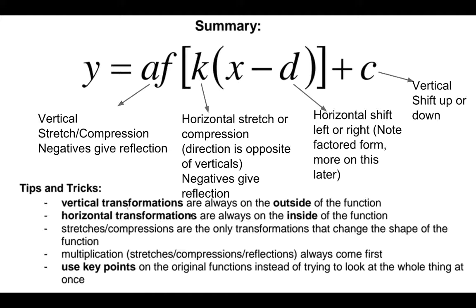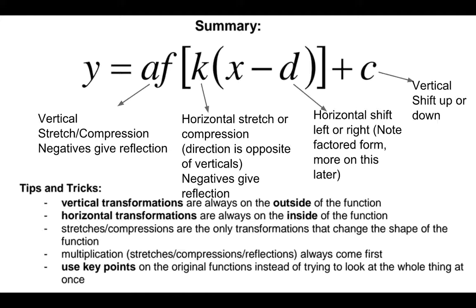A couple of tips or tricks: verticals are always on the outside. They happen after the function has occurred, so they actually change the y values. The horizontal transformations happen before you do the function operation, so they're on the inside. And the stretches and compressions are the only things that change the shape of the function. Shifts are kind of nice because they just move it around. Reflection's kind of nice because you've got that shape, but you just have to reflect it down or up. But stretches and compressions are the only things that actually physically change the shape.